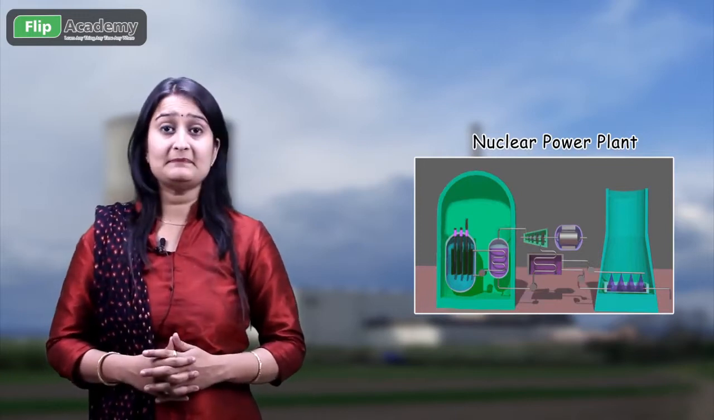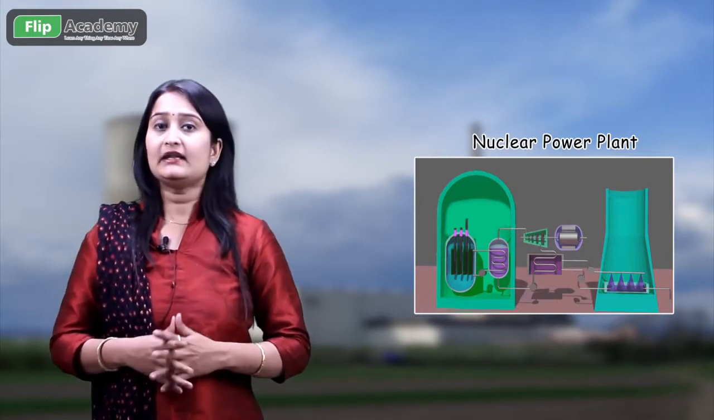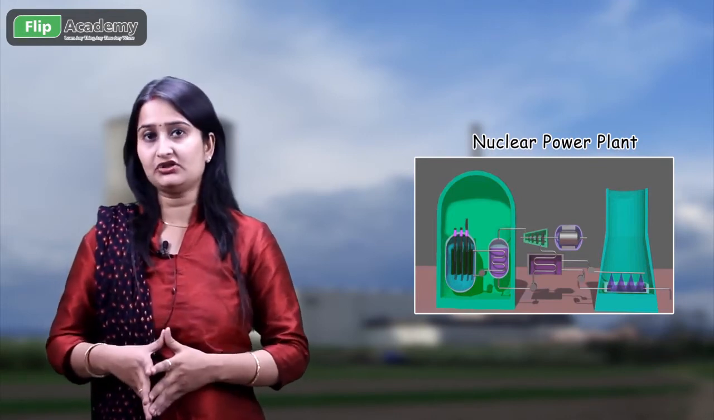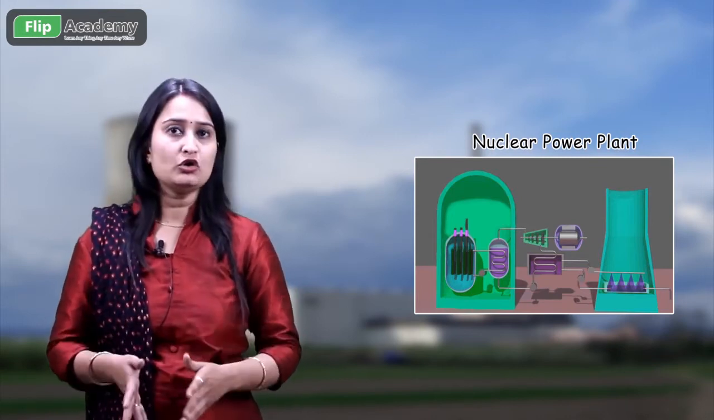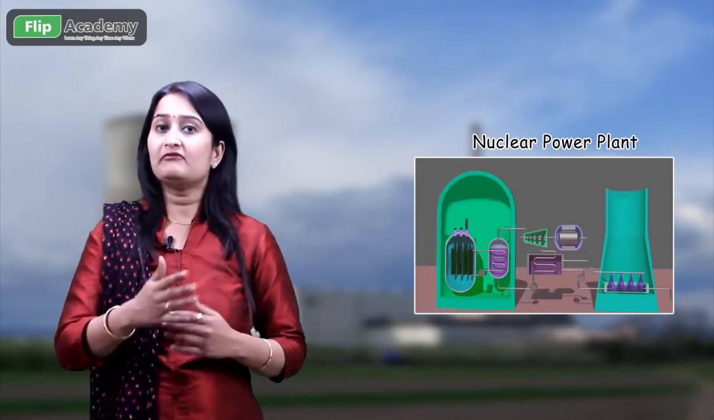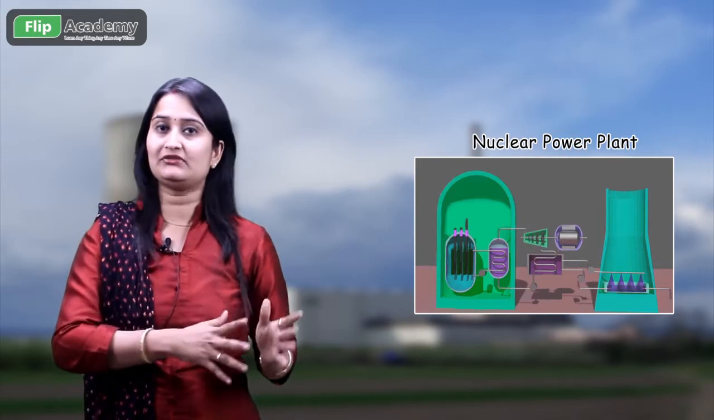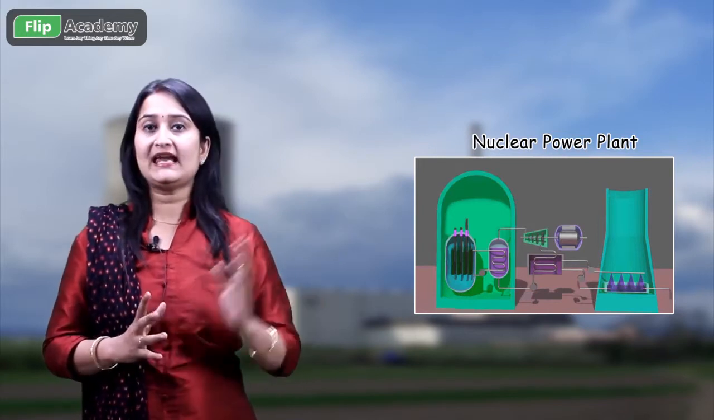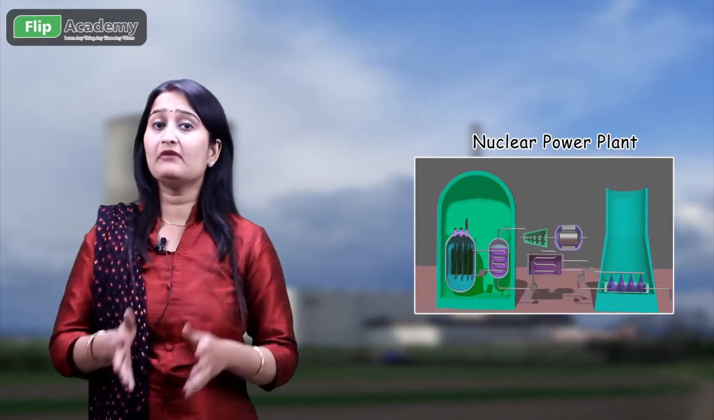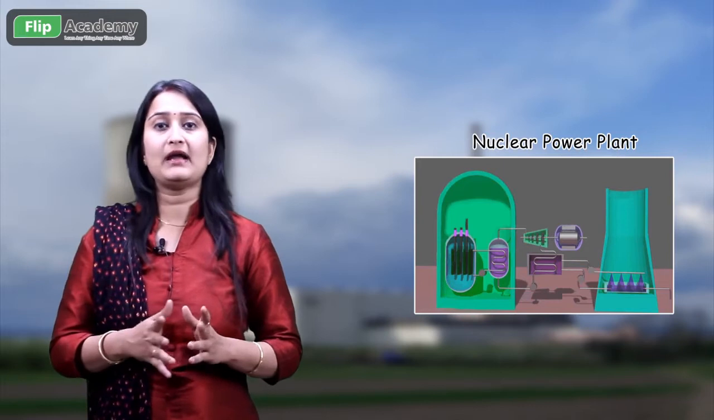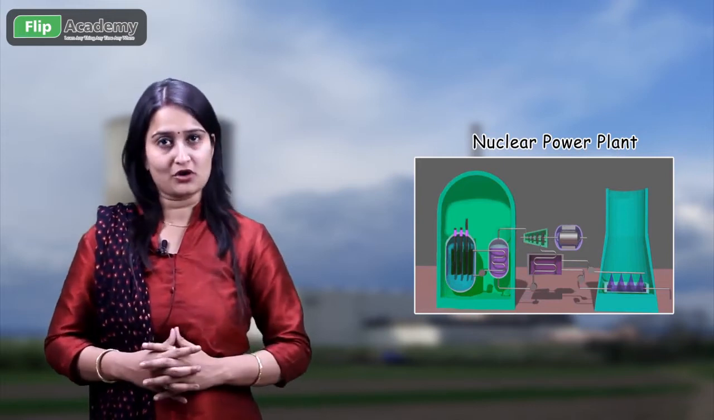This power plant is basically based on the principle that the heat energy generated from the nuclear fission reaction is used to run the turbine. The turbine is connected to the generator. When the generator runs, electricity is produced. So, now let's start with the nuclear power plant. From the diagram, you can see that there are various construction blocks. We are going to discuss all of the construction blocks one by one.